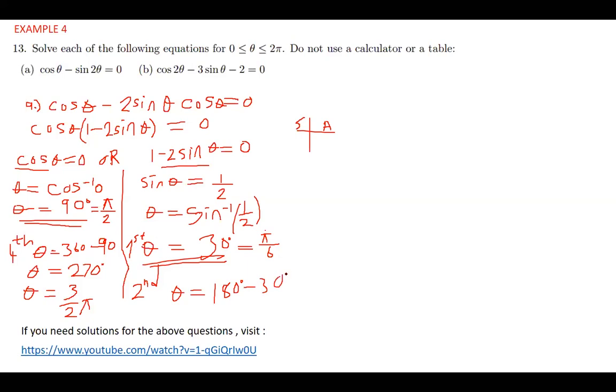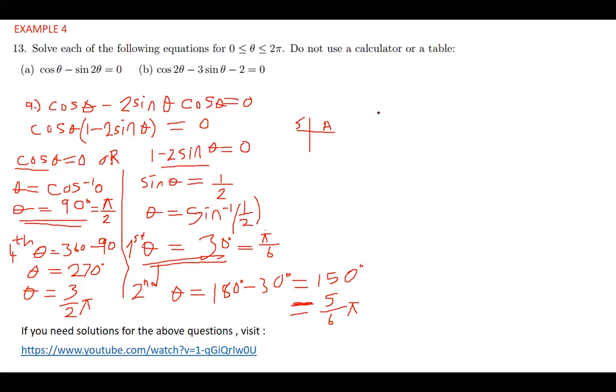So 180 degrees minus 30, you get your answer to be 150 degrees. And then 150 divided by 180 times pi, you get your answer to be 5 over 6 pi. So your answer is going to be 5 over 6 pi. So this is your solution of sine in the second quadrant.